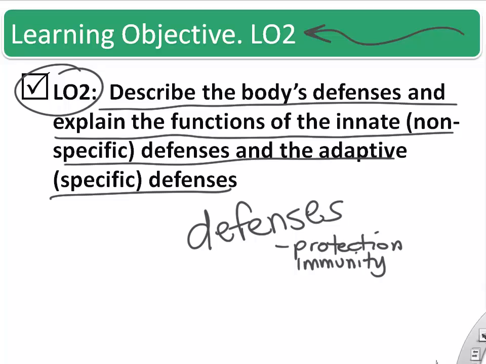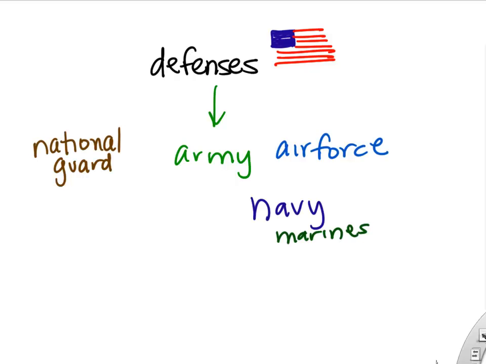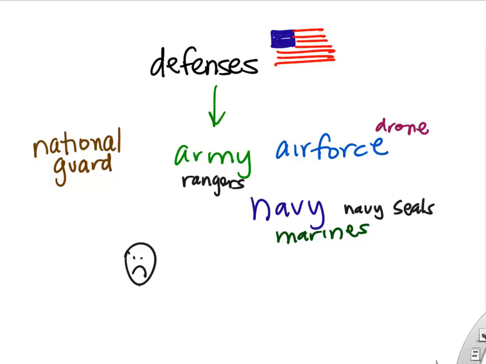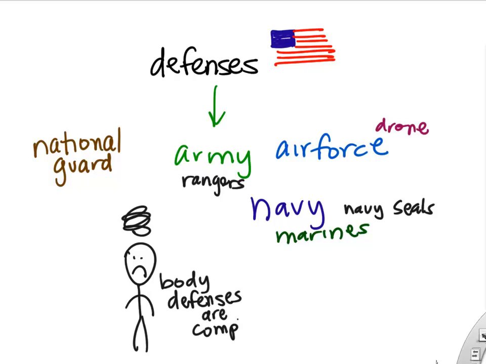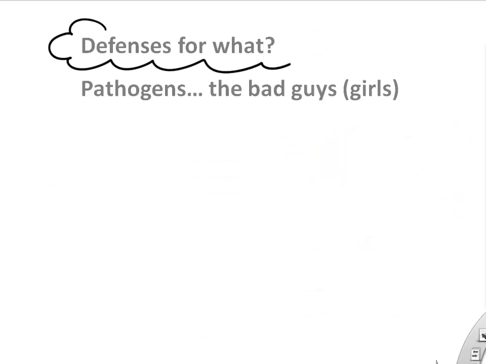The next learning objective is to describe the body's defenses and explain the function of the innate defenses and adaptive defenses. So basically, how do you protect yourself? If we thought about how do we protect our country, we have things like the Army, the Air Force, the Navy, the Marines, the National Guard, Navy SEALs, Army Rangers, drones. You can see it gets pretty complicated. So no different in your body, the defenses are pretty complex, and there's lots of different ways we defend our body. But we can break it down and think we have cells, we have proteins, and we have chemicals that can defend our body against anything that invades us.